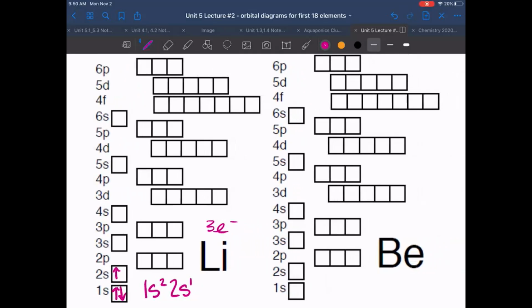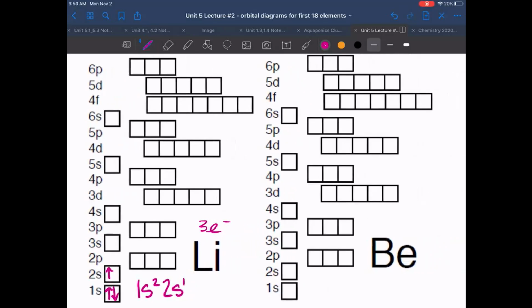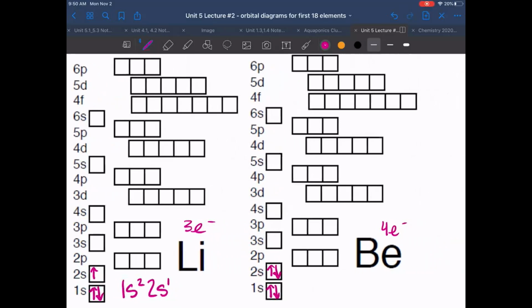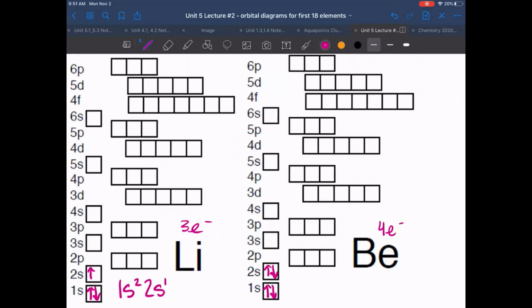Moving on to beryllium. Beryllium has atomic number 4, so that means it has 4 electrons. Starting with 1s, we fill 1s with 2 electrons. We are also going to think of that next electron as the down arrow for beryllium here. So now 2s is full. And how we write that is 1s2, because 2 electrons in 1s, 2s2, because there's 2 electrons in the 2s sublevel.